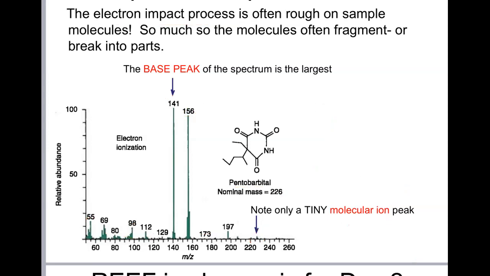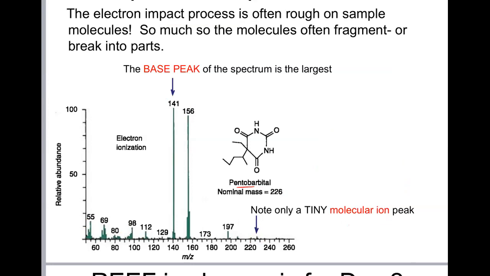Now, here's the thing. That sounds like a bit of a bummer at first, right? Well, my molecule fragmented. That kind of stinks. I was hoping to see a nice molecular ion peak at 226, and I can quantify things based on that peak. I have confidence that it's pentobarbital. This fragmentation thing is just making a big mess out of my spectrum.